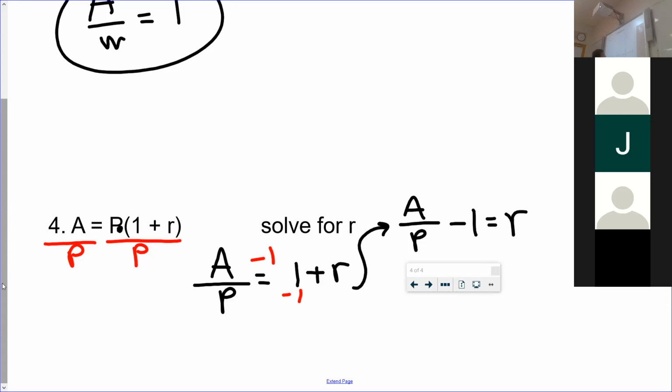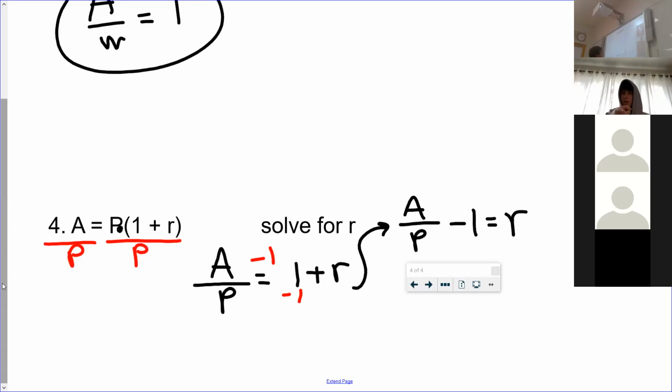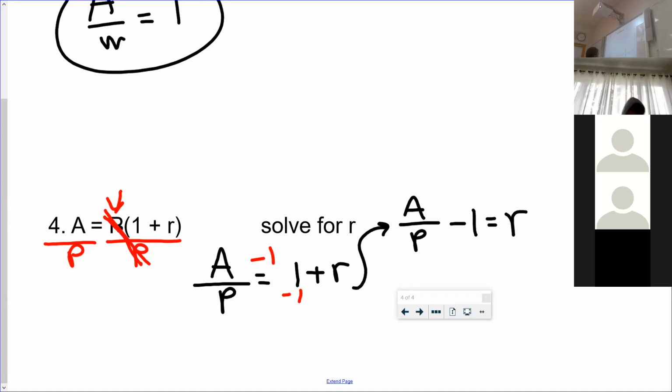What happens to the P that you divided by the 1 plus R? That P gets canceled out with the other P. Why isn't the minus 1 with the A? Shouldn't it be A minus 1 over P? No, because I divided the P first. And because I divided the P first, the P here disappeared. The P here absorbed it. So there's no P left over. So it's just A over P on the left. And this is 1 plus R.